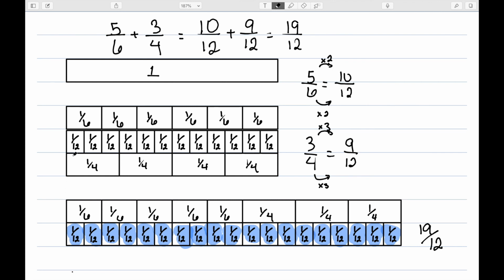And this corresponds to the fact that each one of these 1/4 pieces got broken up into 3 pieces of size 1/12. So this is why we need common denominators. And the least common denominator gives us the largest pieces that we can use here, but we didn't have to use 12. We could have used 24 or 36 or some other common denominator. As long as we break the pieces up into the same units, it will work.